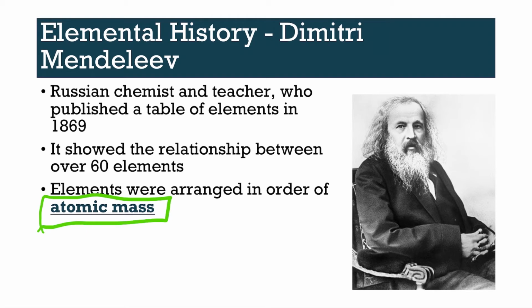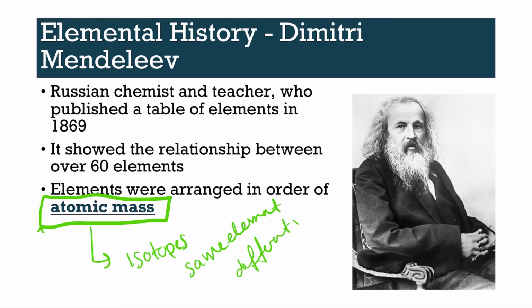Now, do you see a problem with this? Can we accurately organize elements by atomic mass? What do you think? If you were thinking there's a problem here, remember, we talked about isotopes. Isotopes are the same element, but they have a different mass. So you can't organize them by mass because isotopes exist. But at this point, he wasn't really aware of that, so he organized them by mass. That's why we don't use his method today.